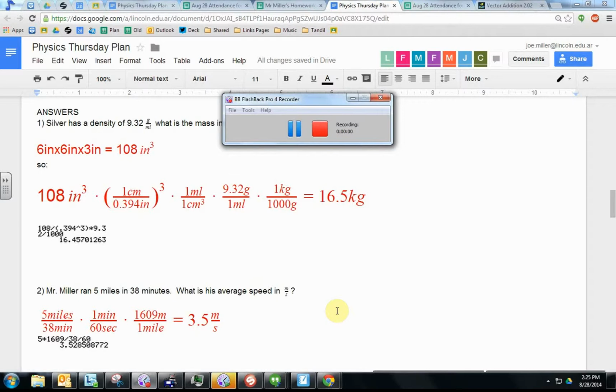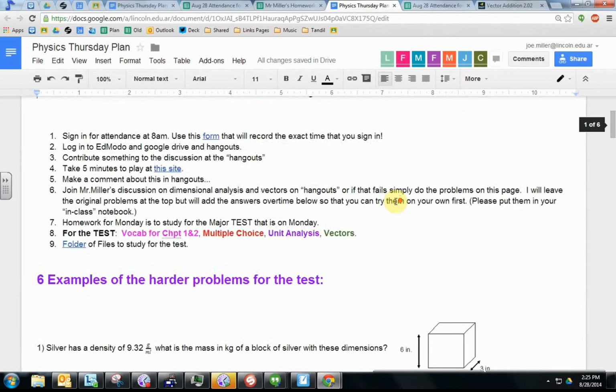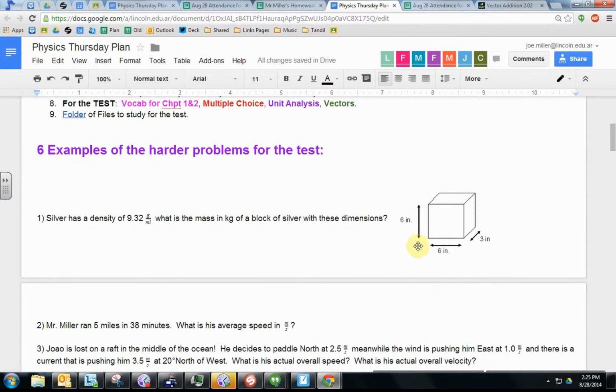All right, so we're in the review for the test. For the review, we have these 6 questions we've been working on. The first 2 questions are related to dimensional analysis. In this first question, we're asked for the dimensions of this box right here. This box is a 6-inch by 6-inch by 3-inch cubical object.